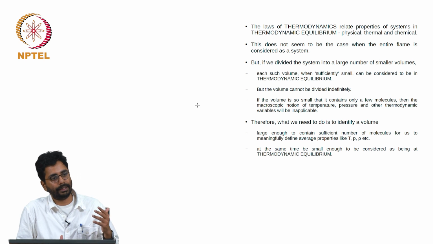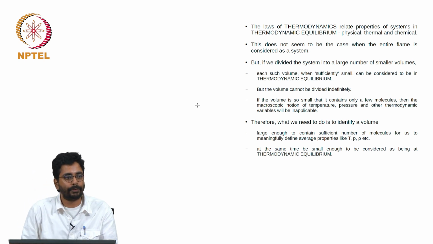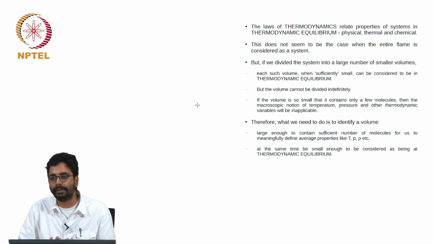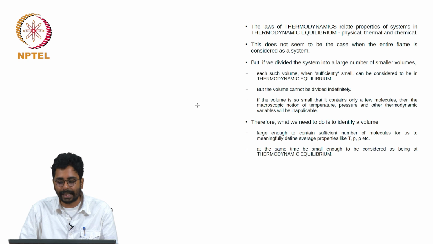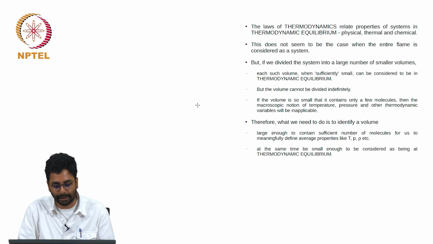Okay. The system has to be in a state of physical, thermal and chemical equilibrium for us to use the laws of thermodynamics to relate different properties of the system. But this does not seem to be the case when the entire flame is considered as a system, because it is not in thermal and chemical equilibrium.